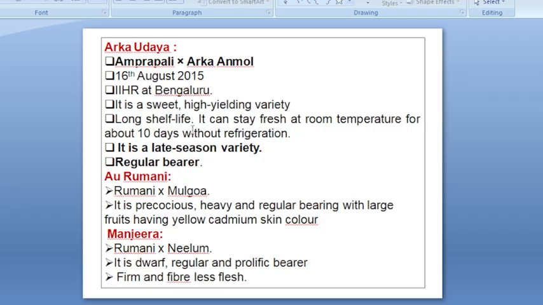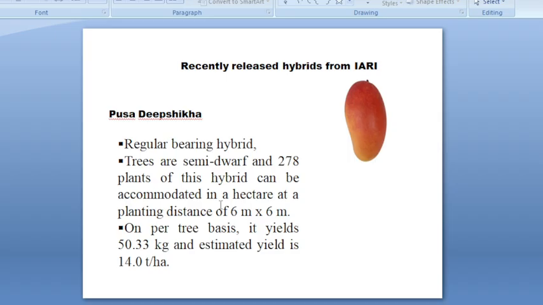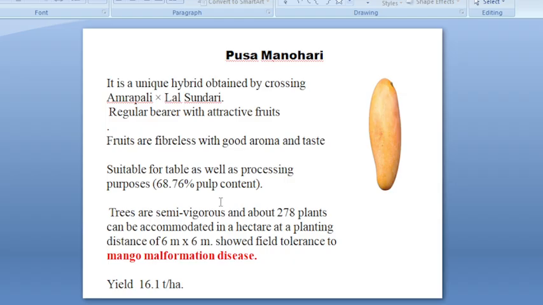Arka Udaya, Amrapali into Arka Anmol. They released this in 2025. It is a late season variety, regular bearer. Ratna, this is also one hybrid. It is a cross between Ratna into Malgova. So these are some of the recently released hybrids from IARI, Pusa Deepika. Most of the hybrids are free from either malformation or spongy tissue, or they have regular bearing habit. Pusa Manohari, this is also a recent one.